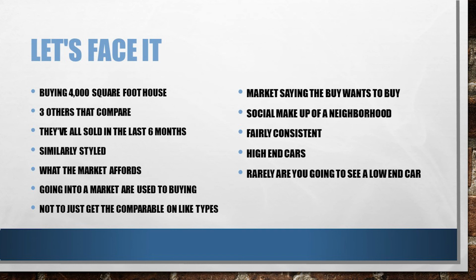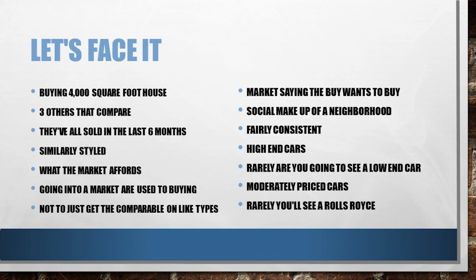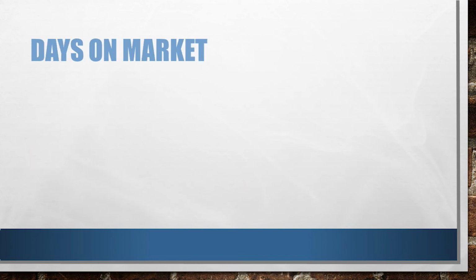Or if people are driving moderately priced cars, very rarely are you going to see a Rolls Royce in that neighborhood. But you will. But you want to make sure that you're looking at it from what's normal, not what's extraordinary, what's an anomaly, if that makes any sense. So you're going to get that information. You're going to go days on market, which is really important. And they're going to give you this information, but look at that number.